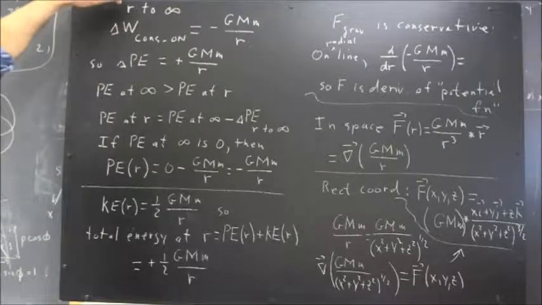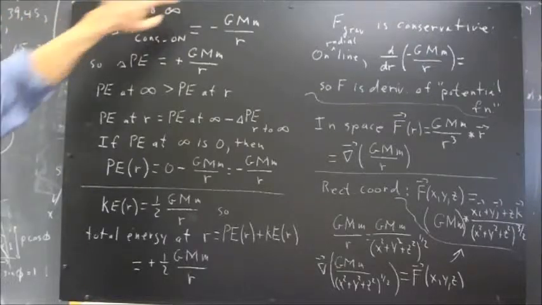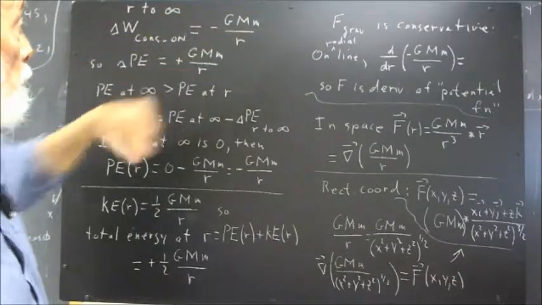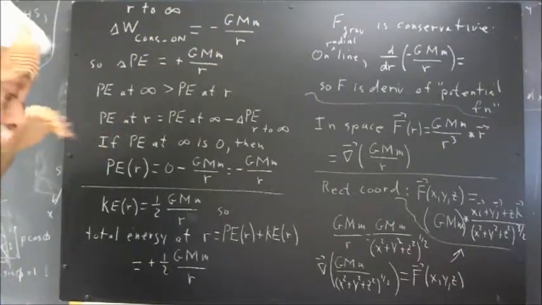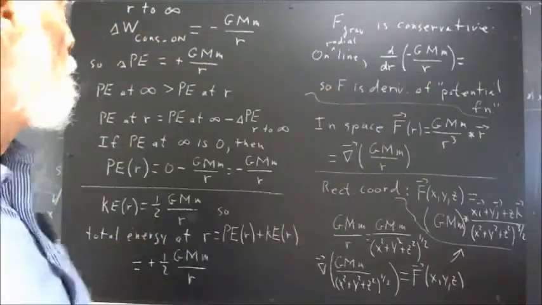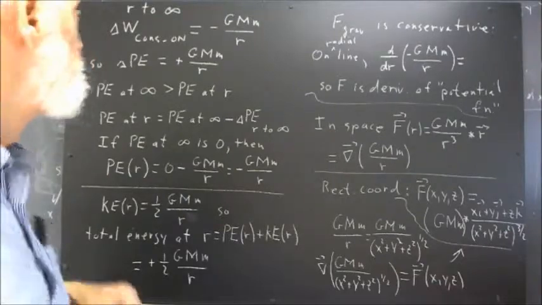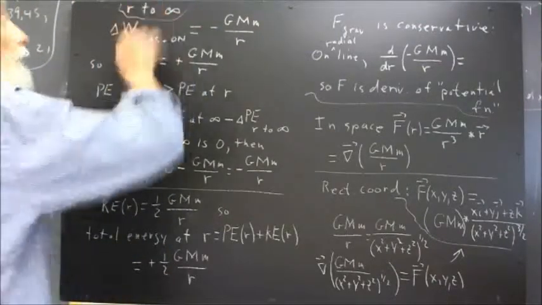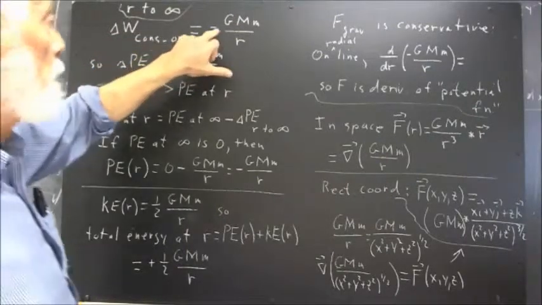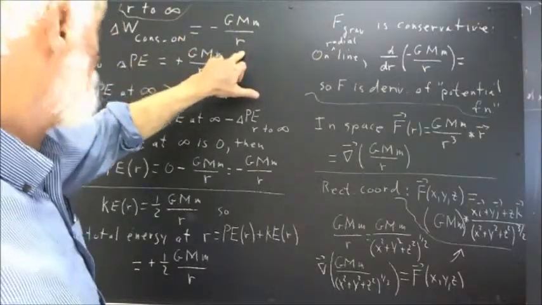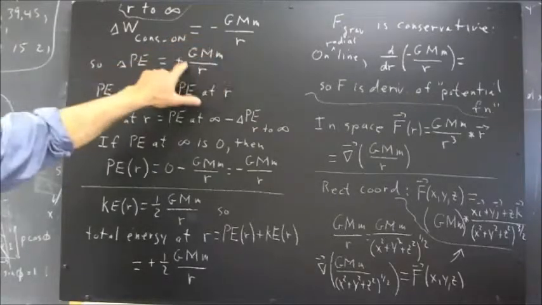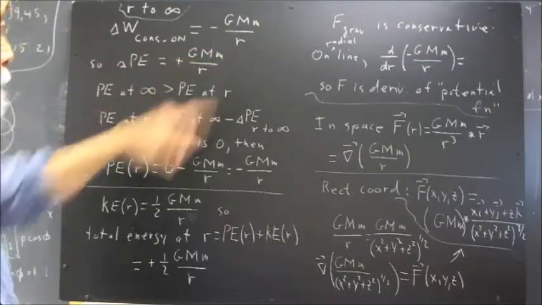Okay, so where are we? Going from r to infinity, at least along a radial line, a line starting at the center of the planet, going through the position of the satellite and continuing on to infinity, we have the work done by the gravitational force on the object is negative big G, big M, little m over r. So the change in potential energy is equal and opposite to this. It's plus big G, big M, little m over r.